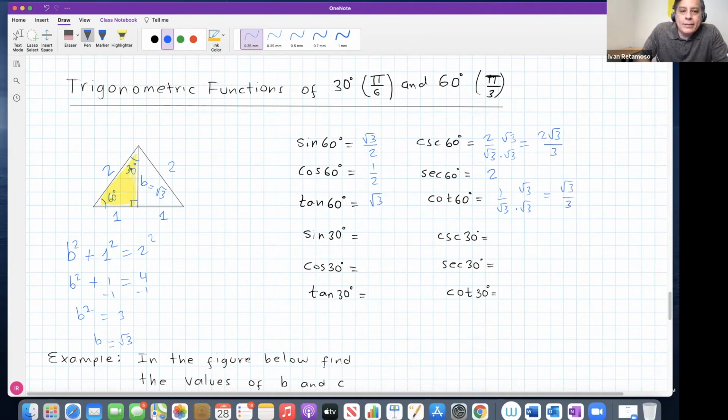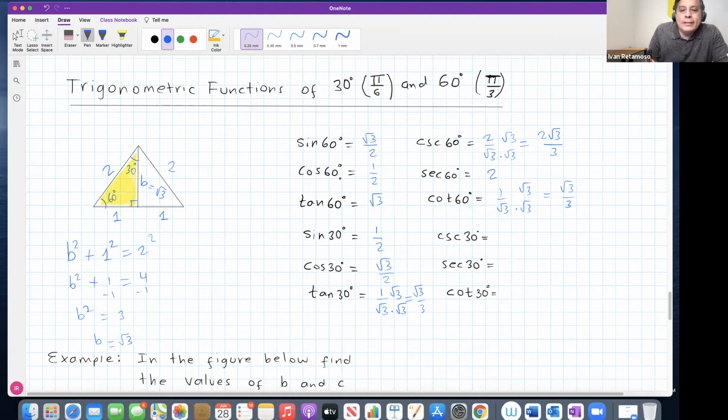Similarly, for sine of 30, look at opposite 1 divided by hypotenuse 2 for sine, which gives you 1/2. Cosine, adjacent square root of 3 over 2. And tangent, opposite 1 over adjacent square root of 3, rationalizing, you get the square root of 3 over 3. Professor, these numbers look familiar to me. Yeah, 1/2 is here. The square root of 3 over 2 is here. And this one flipped is here, right?